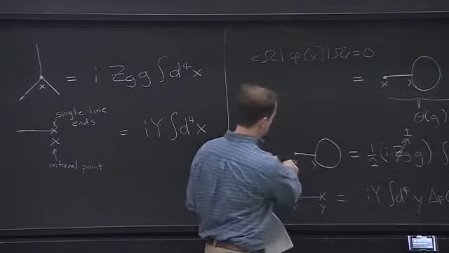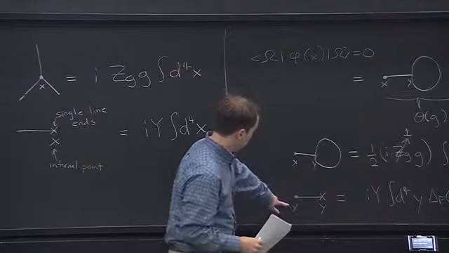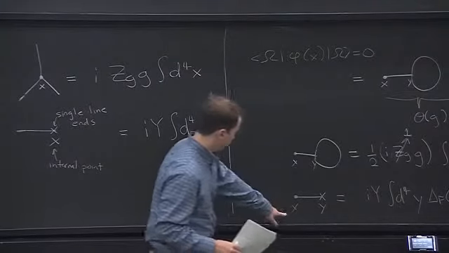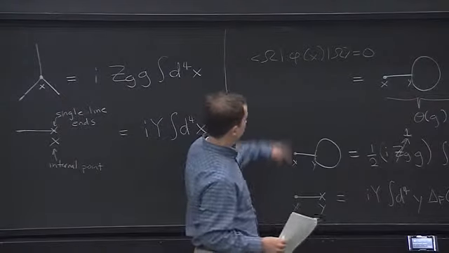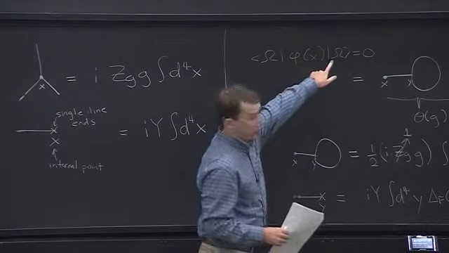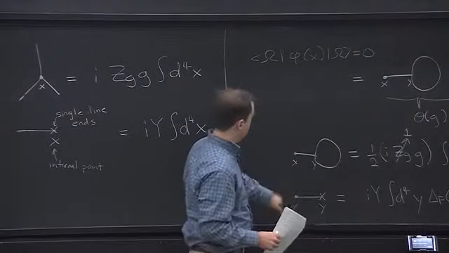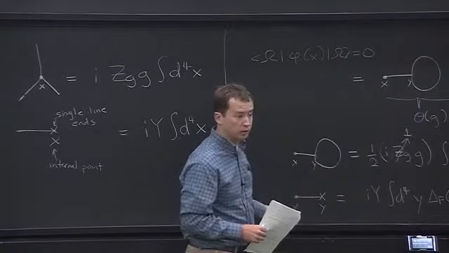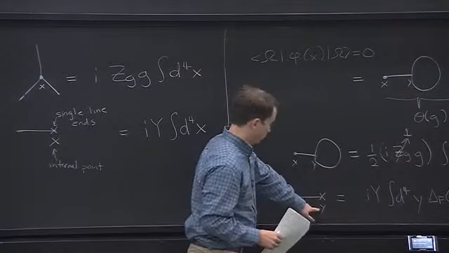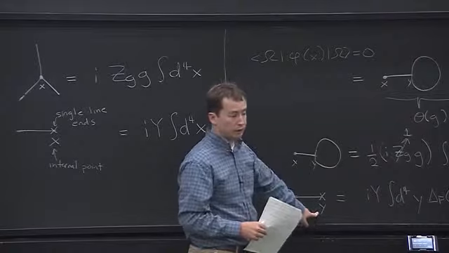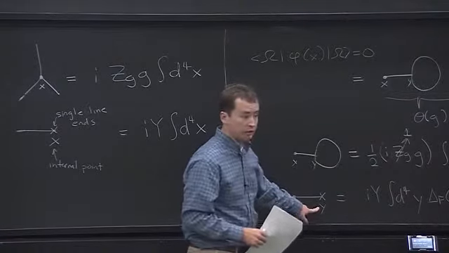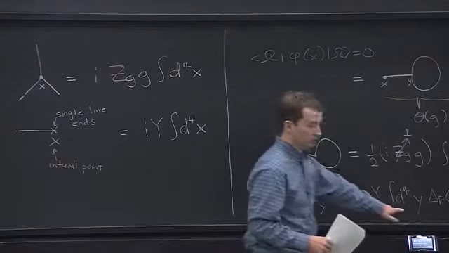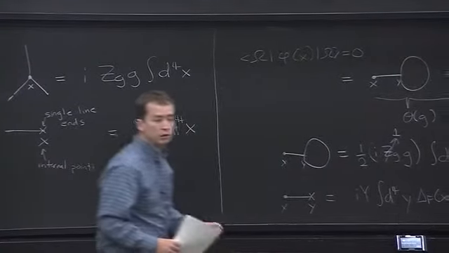So for instance, in this diagram, x is an external point. What we're computing is omega 5 of x, and so we expect our answer should depend on x. We have this other point over here, y. Our answer can't depend on y. We should think of this as a vertex, and we integrate over its position.